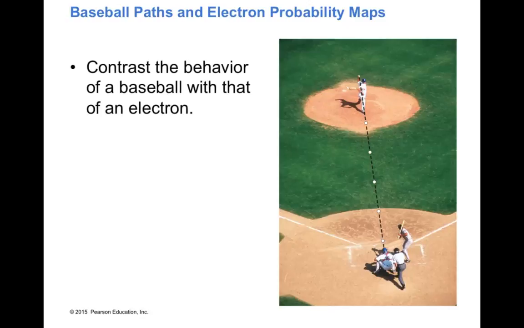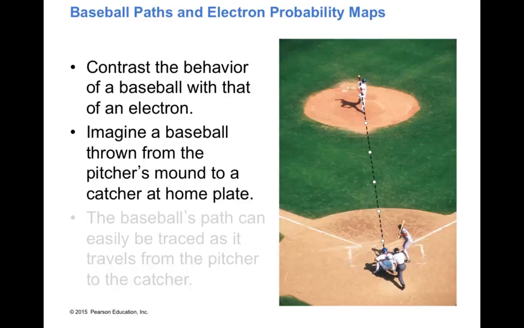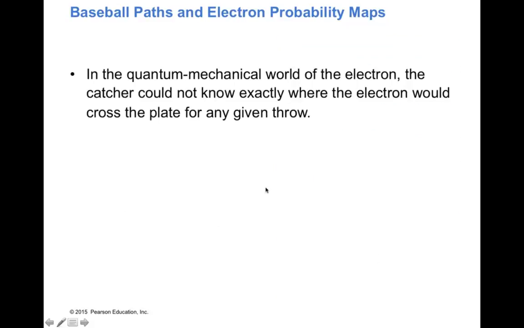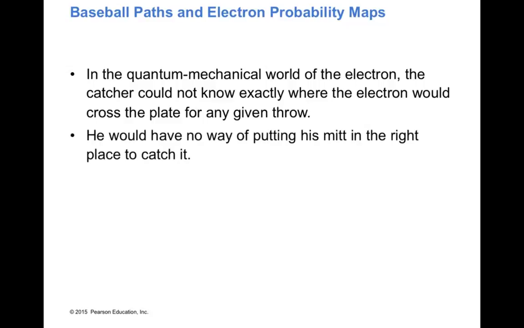So, contrast the behavior of a baseball with that of an electron. Imagine a baseball thrown from the pitcher's mound to a catcher at home plate. The baseball's path can easily be traced as it travels from the pitcher to the catcher. As we can see here, we can draw the path of that ball as it goes from the pitcher to the catcher. In the quantum mechanical world of the electron, the catcher could not know exactly where the electron would cross the plate for any given throw. He would have no way of putting his mitt in the right place to catch it.